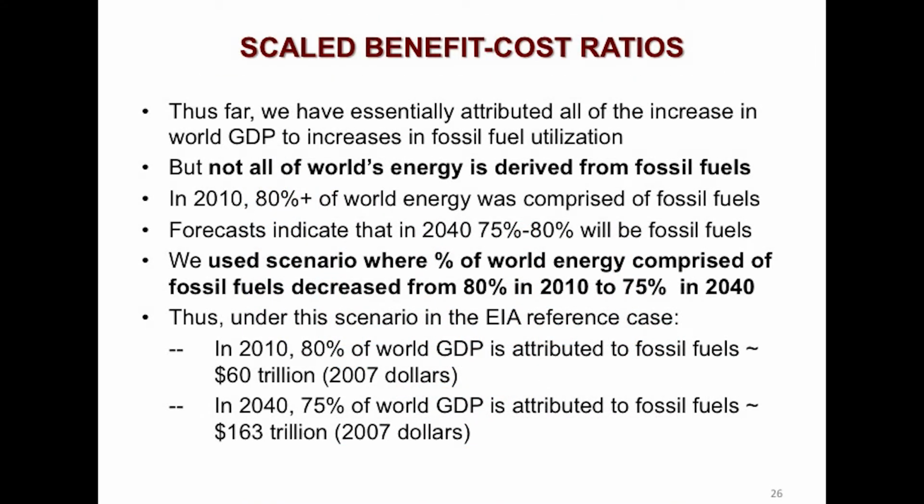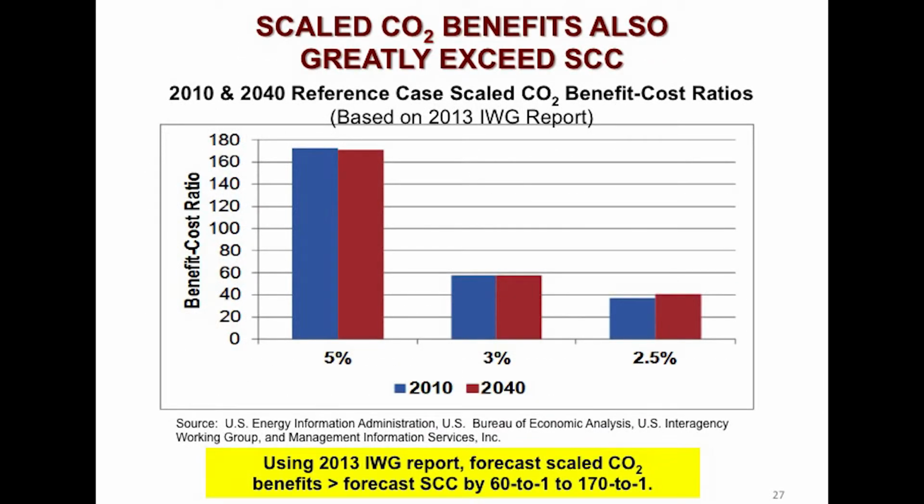All right, we did a number of things in this study. I'll just spend a minute here on what I call scaled benefit-cost ratios. Admittedly, not all of the energy in the world comes from fossil fuels. Currently, it's between 80–85%. In the future, it'll be somewhere in the range of 75–80%. So basically, we took that into account and reduced GDP gradually, or the GDP attributable to fossil fuels, by those ratios. Next slide.